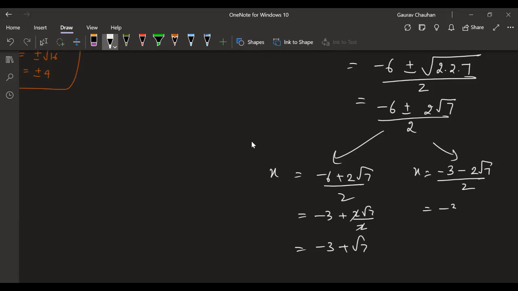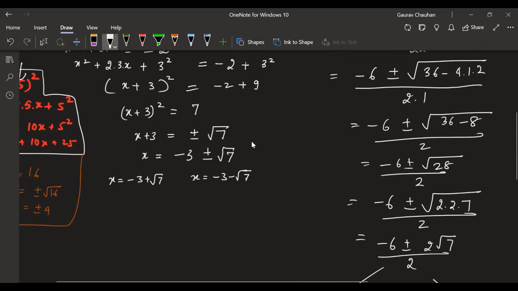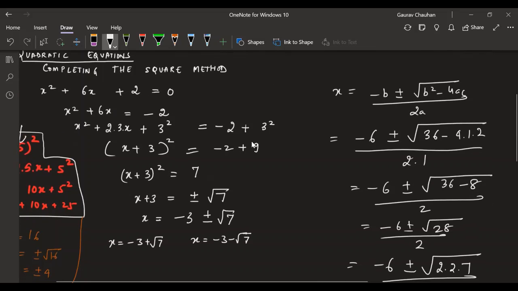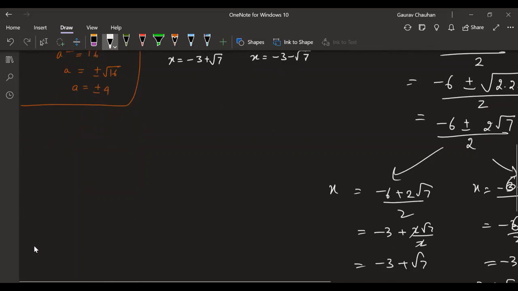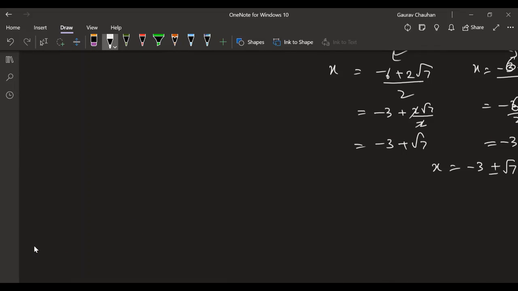X is equal to minus 6 by 2, that's minus 3, minus 2 root 7 by 2, is equal to minus 3 minus root 7. X is equal to minus 3 plus minus root 7. Are we good? Yes. Same answer I'm getting. That's basically because you'll get the same answer whatever method you use, but this quadratic formula has been derived from the completing the square method. I'm going to show you that quickly. You don't have to know this derivation, but just think about this. X square.